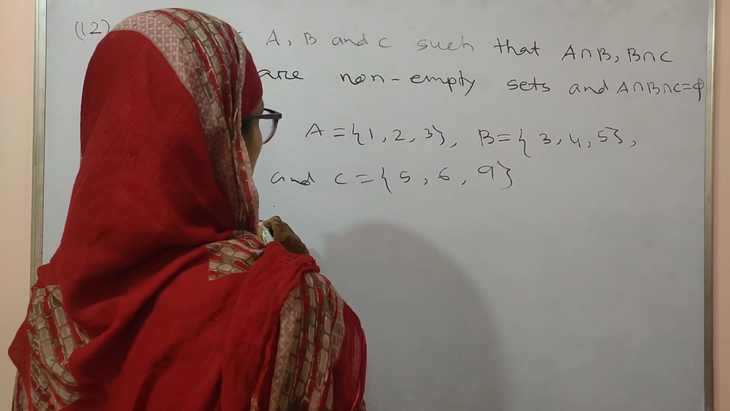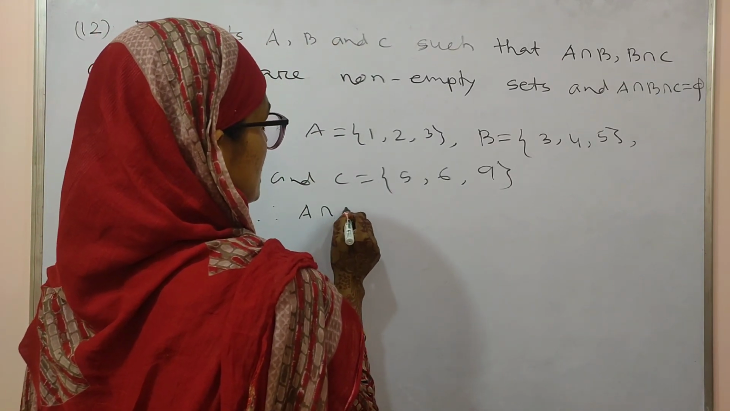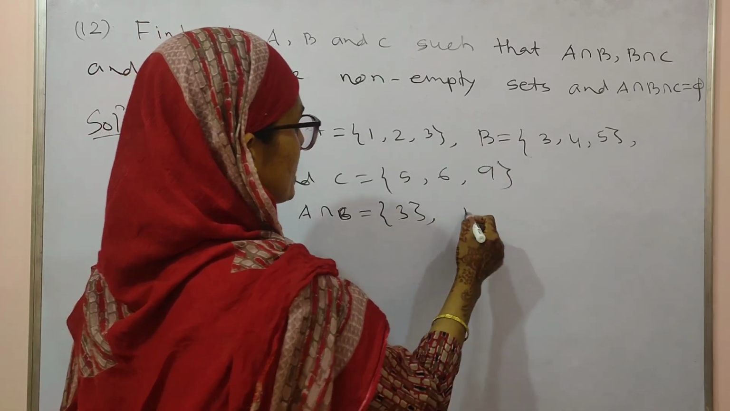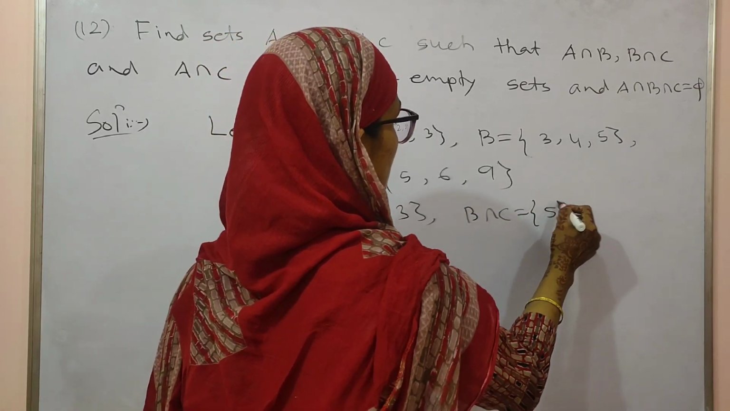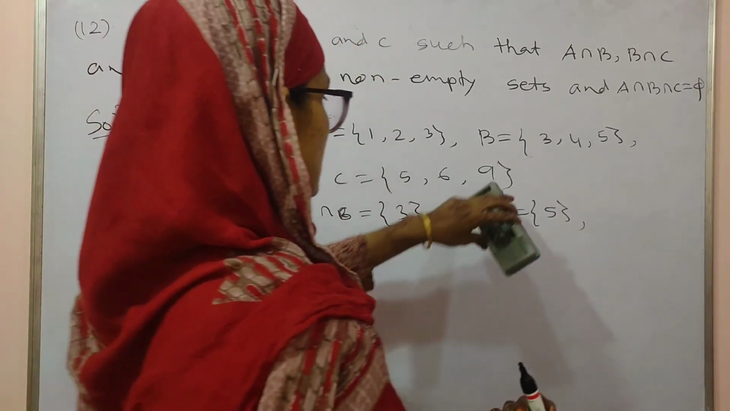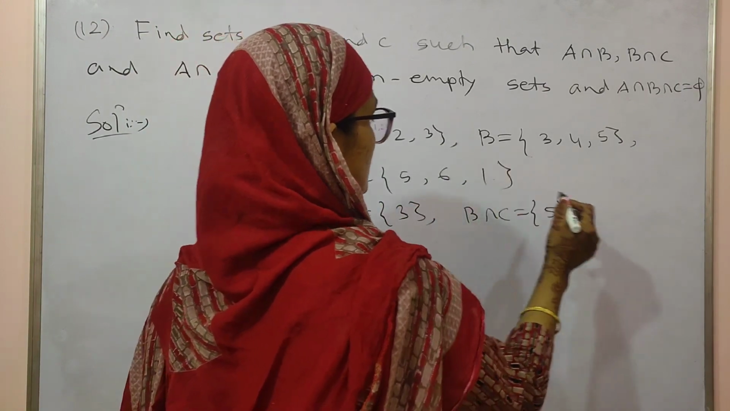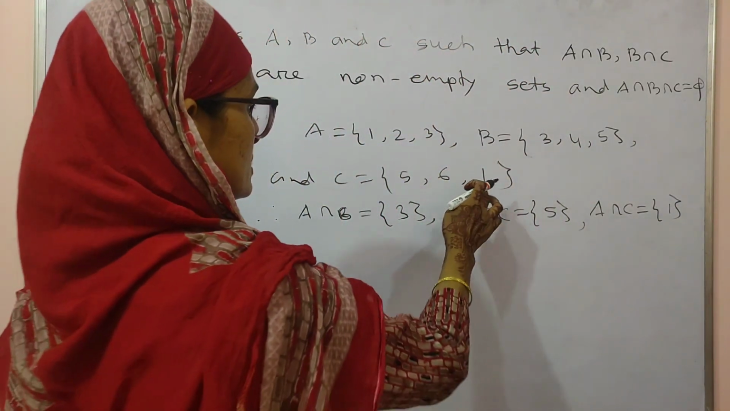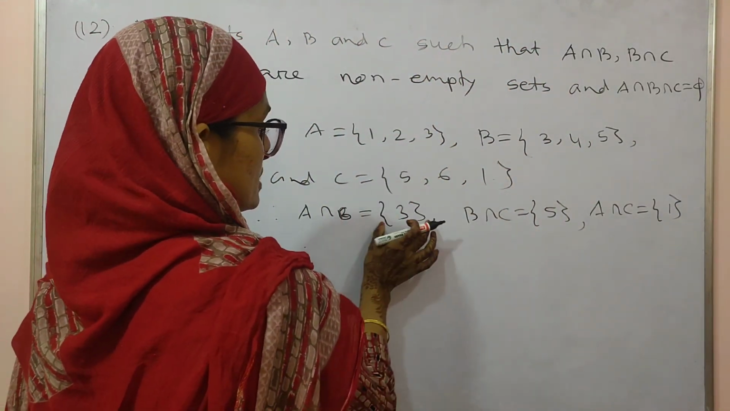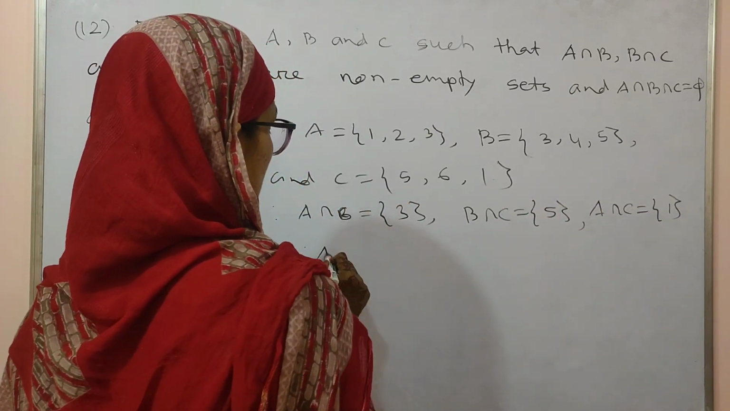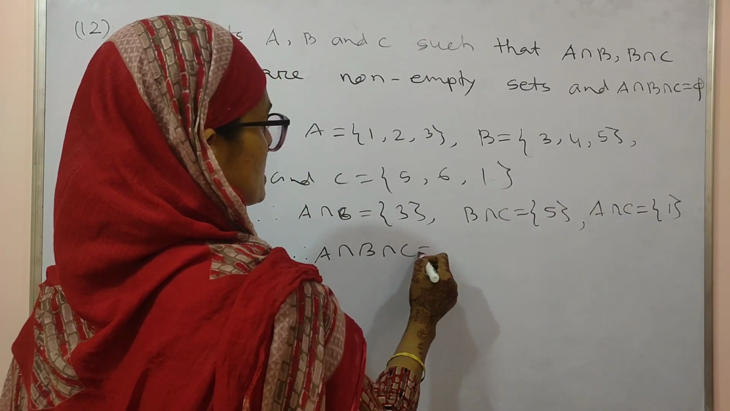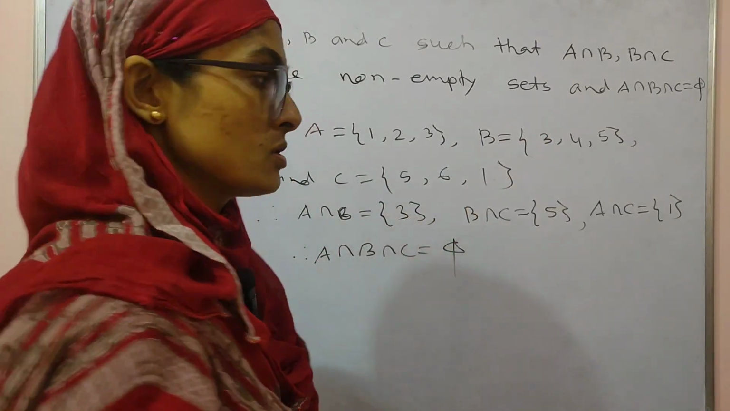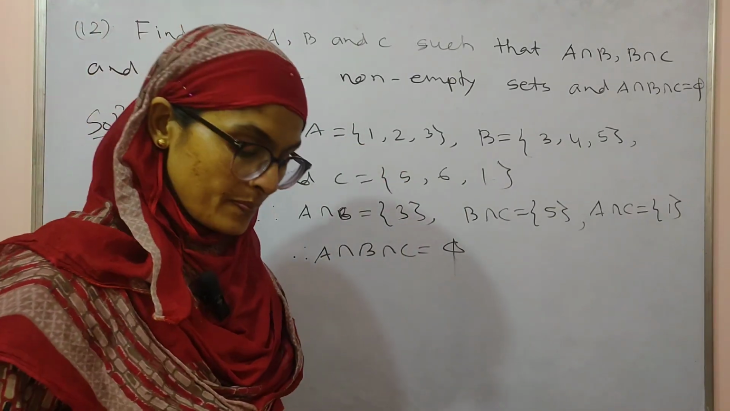Then, therefore, A intersection B is {3}, B intersection C is {5}, and A intersection C is {1}. Therefore, these are non-empty sets, but A intersection B intersection C has no common element, so it equals phi. So this is the answer of question number 12.